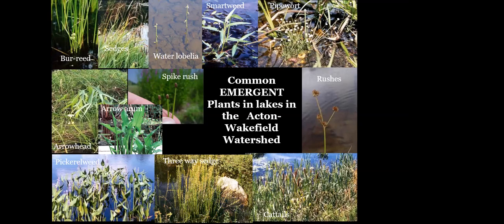This one down in the bottom middle is 3-way sedge. So it's a sedge, but if you look down on it, if you're standing up over it, it has leaves that come off at 3 angles to the stem. So it's called 3-way sedge.